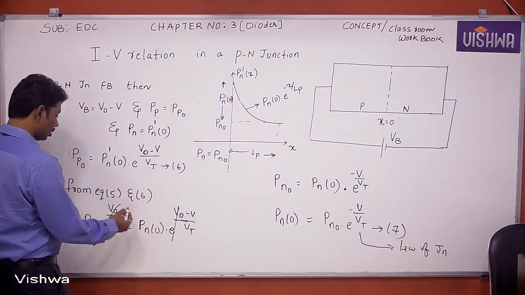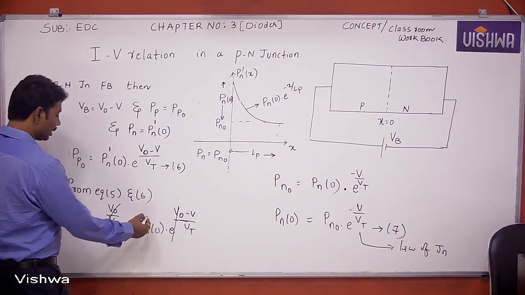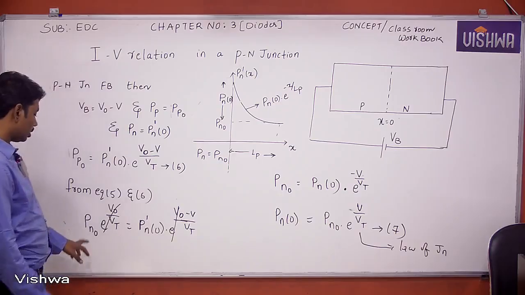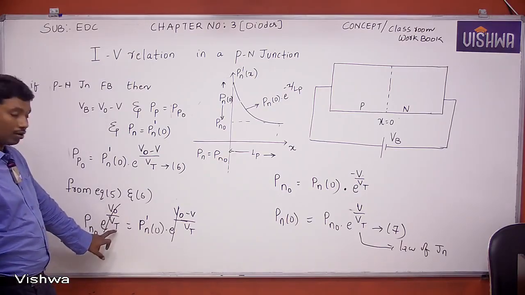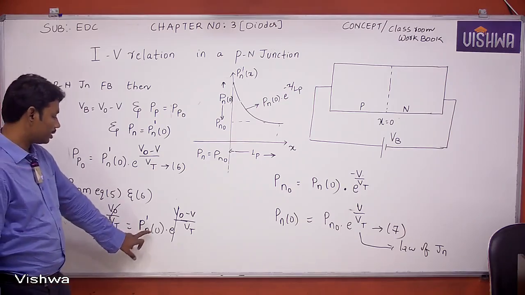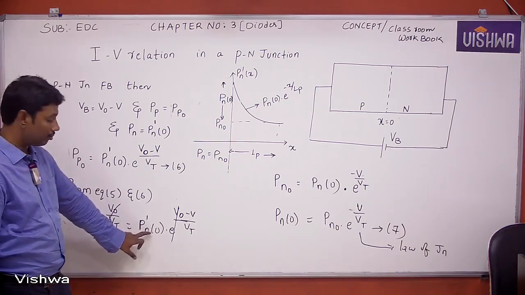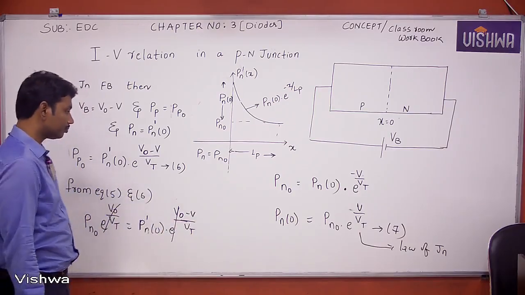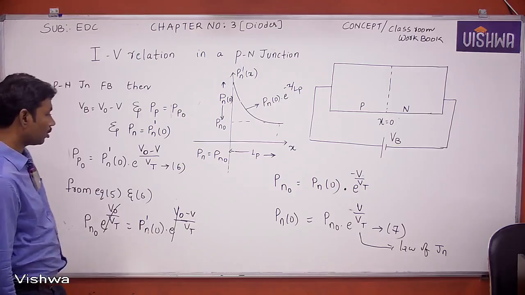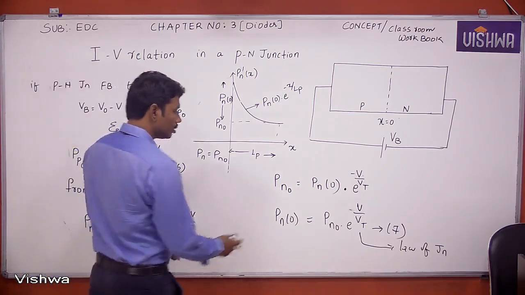Now from equation 1 and equation 5 and equation 6, Pn0 into e power V0 by Vt equal to Pn dash of 0 into e power V0 minus V by Vt. Copy up to this. This is Pn dash.